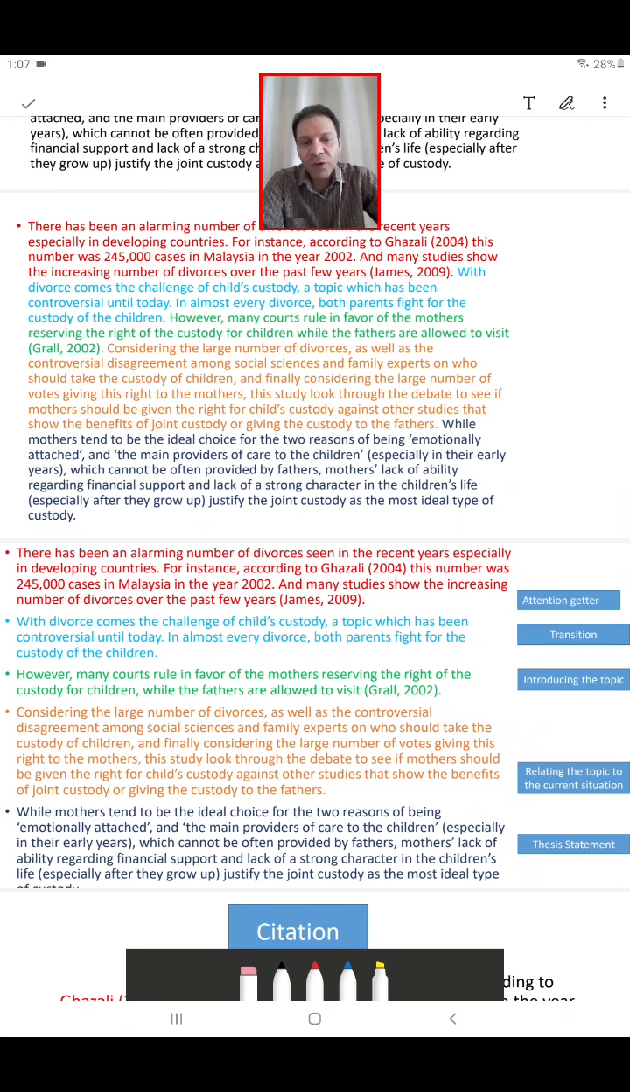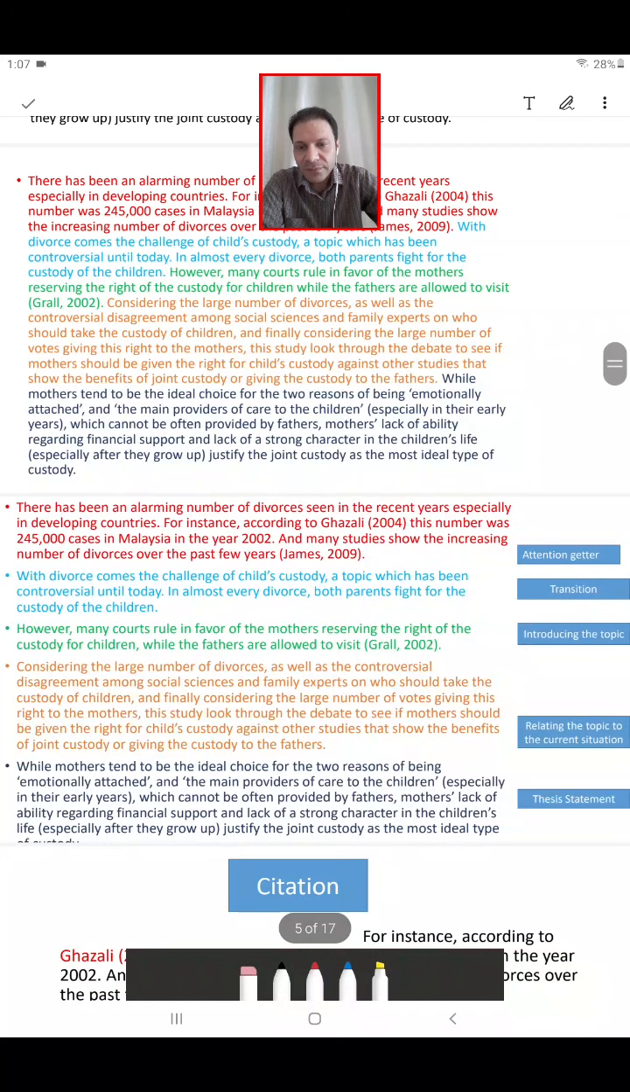And then I want to talk about my topic. Now that I talk about child custody, I say many courts usually rule in favor of mothers. But I want to say that this is not correct. So this is going to be argumentative. I am not looking at a problem-solution paper.